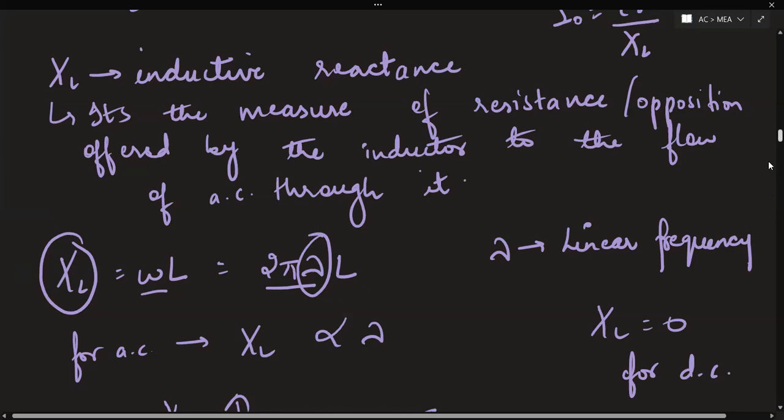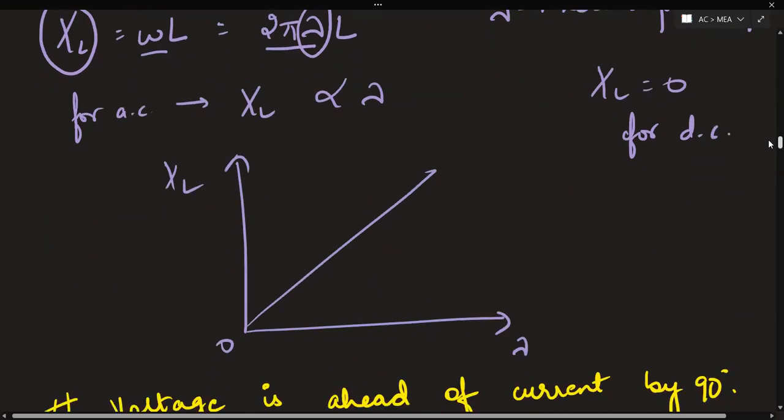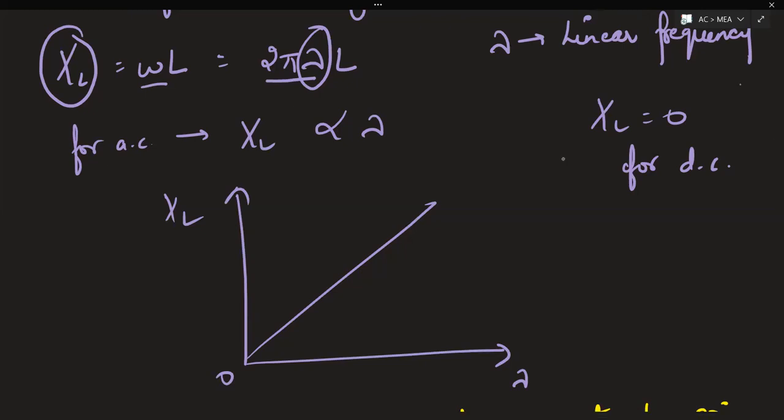So if XL is directly proportional to frequency, the graph between XL and frequency will be a straight line. And XL is 0 for DC. You can remember this point: XL is 0. There is no inductive reactance for DC. Why? Because there is no alternating voltage or EMF. There is no such concept in the DC current that we study.